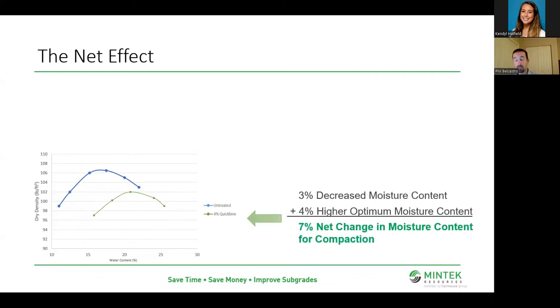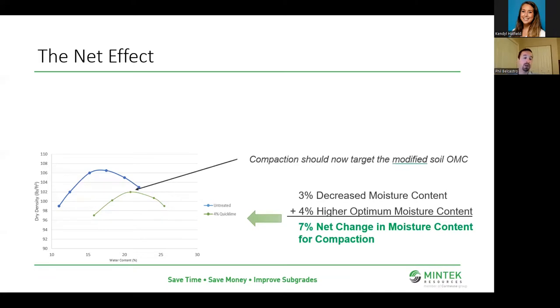So the net effect, what's that all about? I got 3% just from the drying alone, where we're combining with the water, forcing off more in the form of steam. Our 4% increase in OMC, both of these vary on conditions, how much you're putting in, what's in the soil, but some general numbers here give us about a 7% net change in moisture content at the time of compaction.